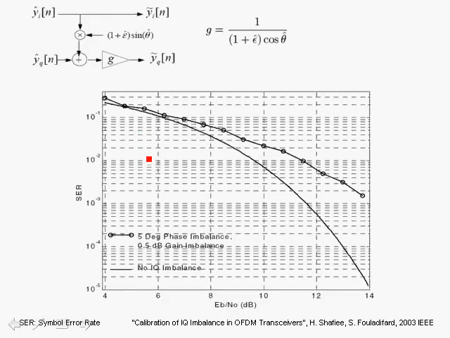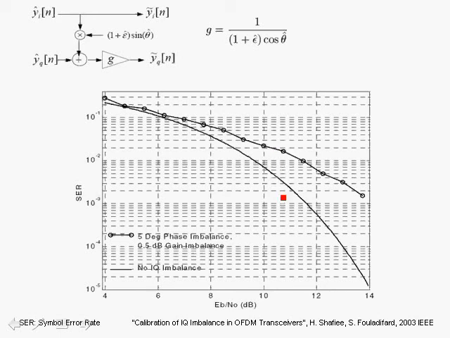This curve here is very instructive. It shows the performance of the symbol error rate versus Eb/N0. This is from Shafiee and Fouladifard's paper back in 2003 on the calibration of IQ imbalance. The curve over here is for the case where there is no IQ imbalance or it has been corrected, and the curve at the top is for the case where we do have IQ imbalance, in this case 5 degrees phase imbalance and half a dB gain imbalance.